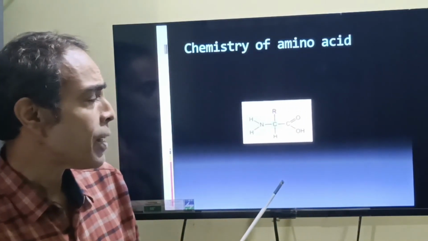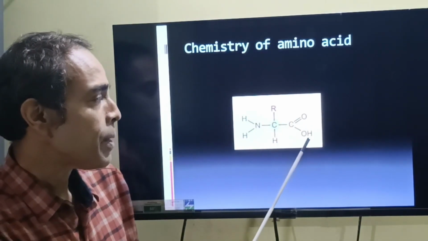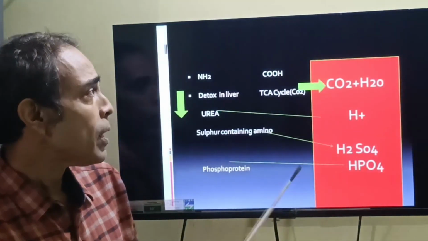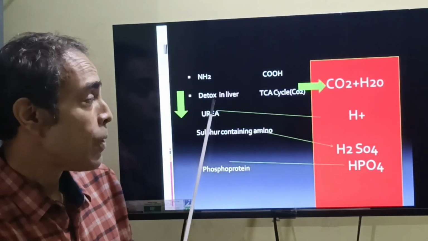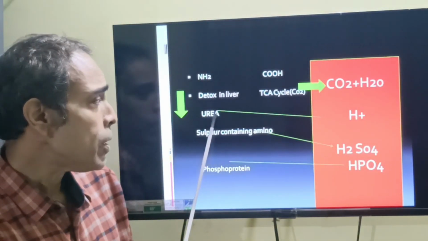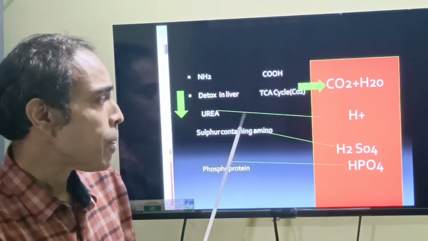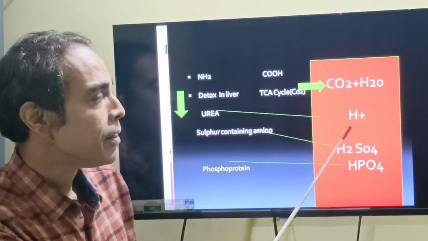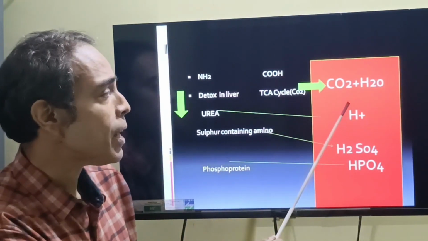So we have looked at the chemistry, and we find this amino acid has an amino terminal and a carboxyl terminal and a carbon atom. What happens is the amino terminal is detoxified in the liver, and when it is detoxified, it forms ammonia and urea. When urea and ammonia form, a lot of hydrogen ions are formed, and these are then released into the blood. So this is how the ammonia group ultimately forms the hydrogen ion.